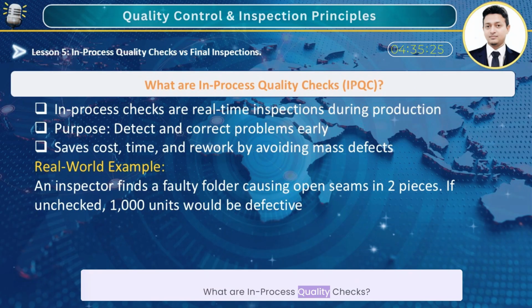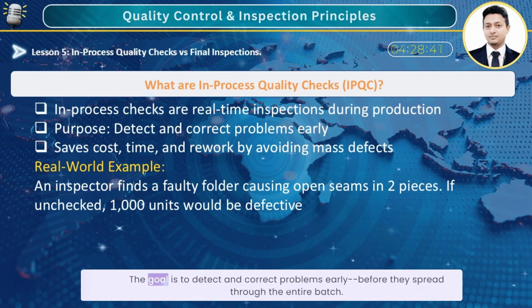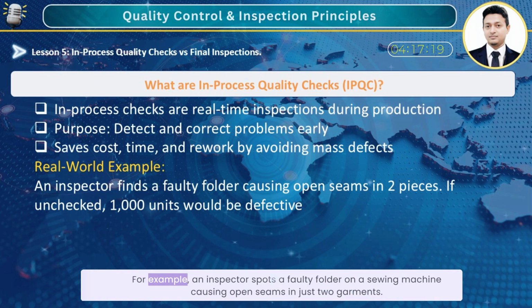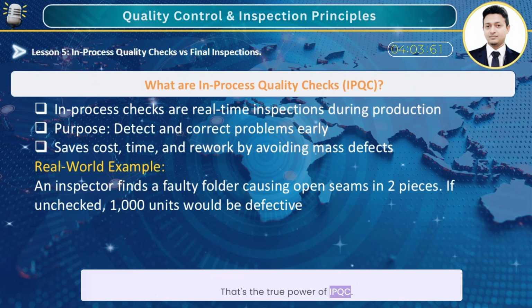What are in-process quality checks? These inspections happen in real time while production is still running. The goal is to detect and correct problems early, before they spread through the entire batch. This saves cost, saves time, and avoids mass rework. For example, an inspector spots a faulty folder on a sewing machine causing open seams in just 2 garments. Fixing it immediately avoids 1,000 defective pieces. That's the true power of IPQC.